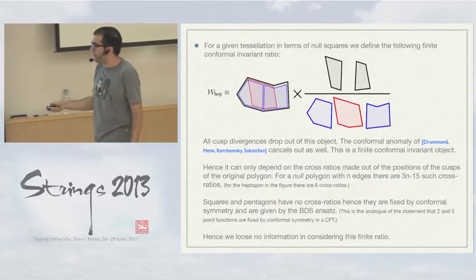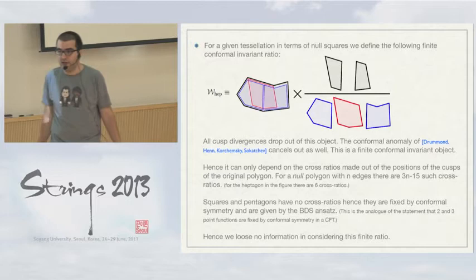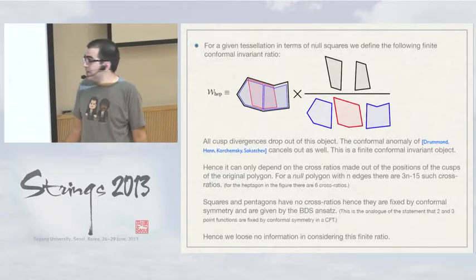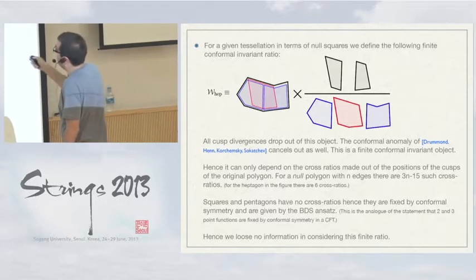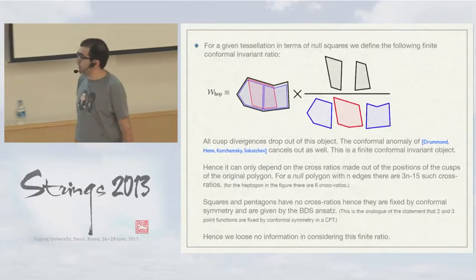Therefore, squares and pentagons have no cross ratios, and they are just fixed by symmetry and given by the BDS ansatz, exactly like 2 and 3-point functions in a CFT are fixed by conformal symmetry. So because we know them, we don't lose any information by multiplying or dividing by them, and therefore this is a nice finite ratio to consider.